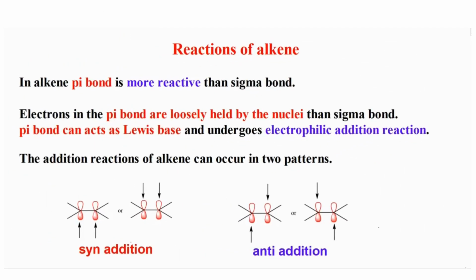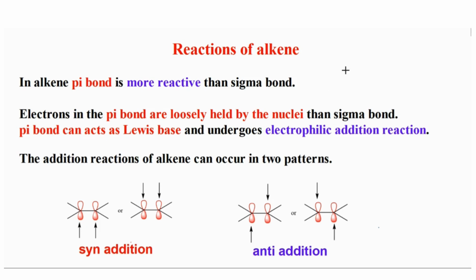Hello viewers, welcome back. In this video lecture we are going to discuss the reactions of alkenes. In the previous lecture we discussed the reactions of alkanes. As we know, alkanes are highly inert compounds because there are no reactive functional groups available in the alkane molecule. But the alkene is comparatively more reactive than alkane.